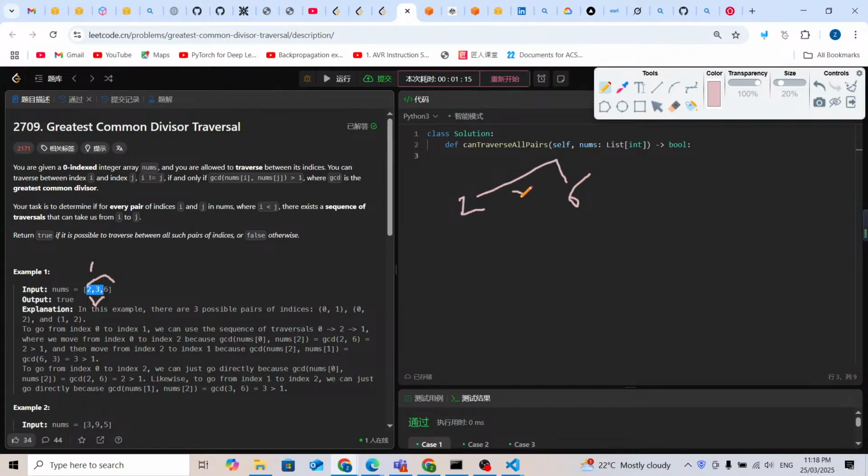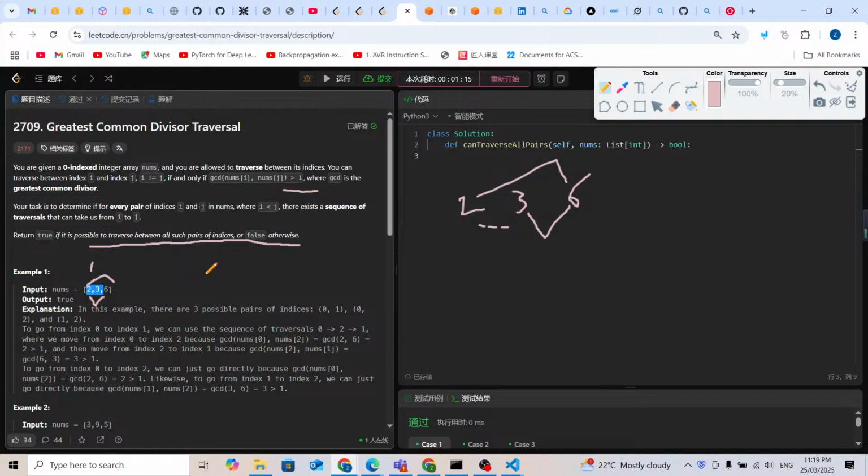What about 3 and 6? 3 and 6 is connected because the GCD of 3 and 6 is 3. The GCD of 2 and 6 is 2, which is more than 1. So it means 2 and 3 should be connected as well, because 2 is connected to 6, which is connected to 3. This is why we return true if it is possible to traverse all such pairs of indices, or false otherwise. So we can traverse 2, 3, and 6, so it's going to be true.